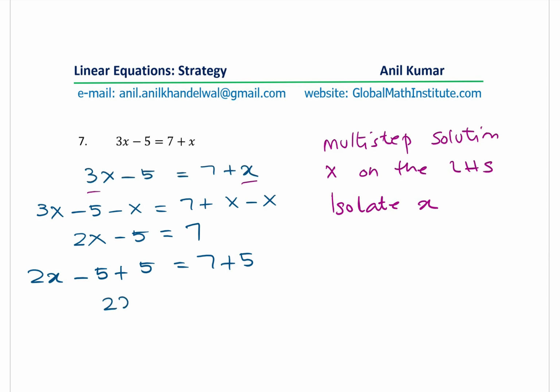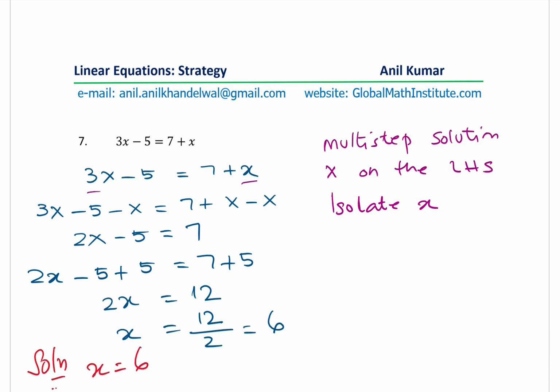We get 2x as 7 plus 5 is 12. And now we are going to divide by 2 on both the sides, which I could also write as this. That is x equals 12 divided by 2, which is 6. And so we do get our solution, and we'll write down the solution as x equals 6. Now that becomes our solution, but we need to check it.